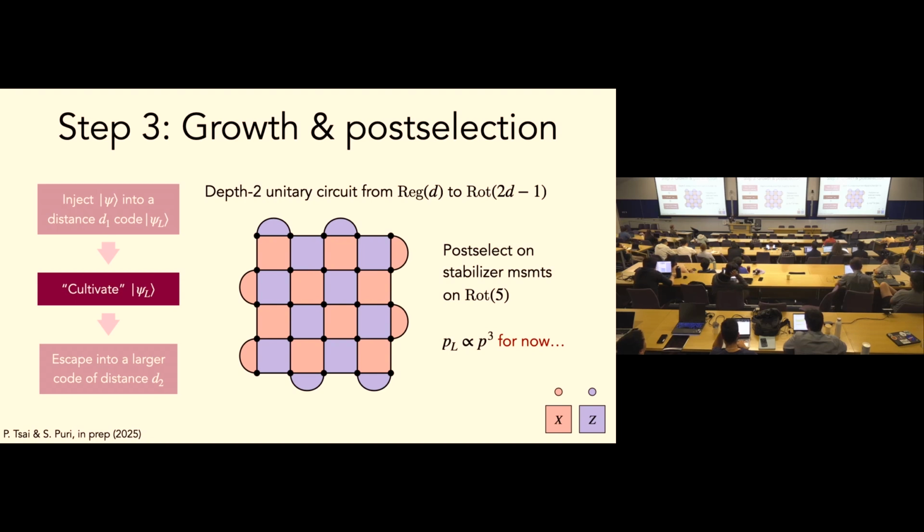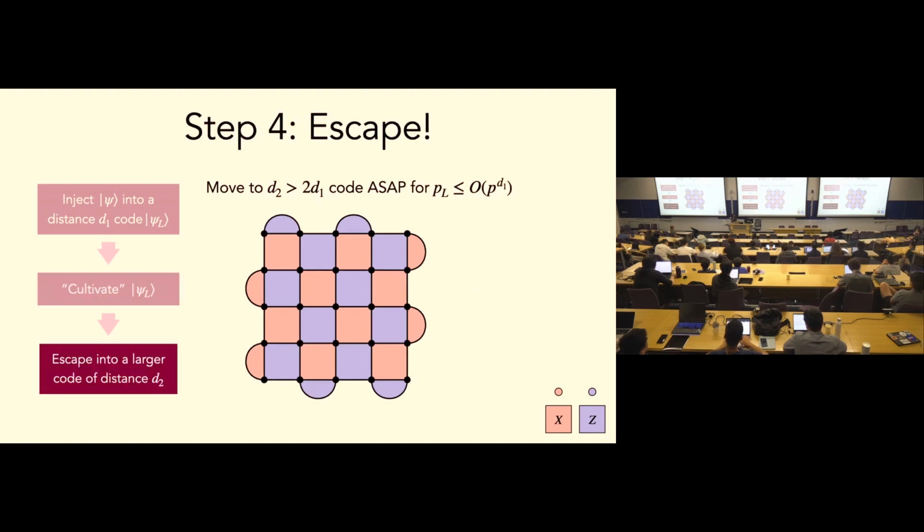At this point, we now have a logical error rate that scales hopefully as p cubed, but the distance 5 surface code cannot correct for 3 errors. It can only correct for 2 errors. And so the need of the hour is to escape into a larger code as quickly as possible. There are several ways to do this, and the way I'll talk about today is an extension of the unitary circuit that I just talked about in the previous part of the protocol.